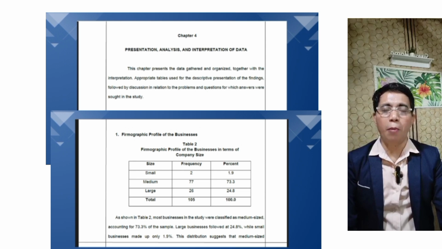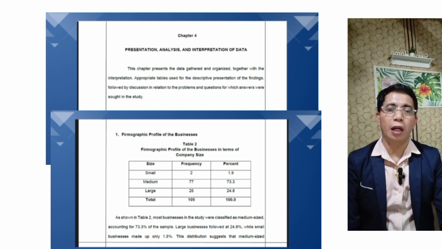Begin with the table number and title placed above the table. Then after presenting the table, follow immediately with the narrative interpretation that explains the data and its implications.